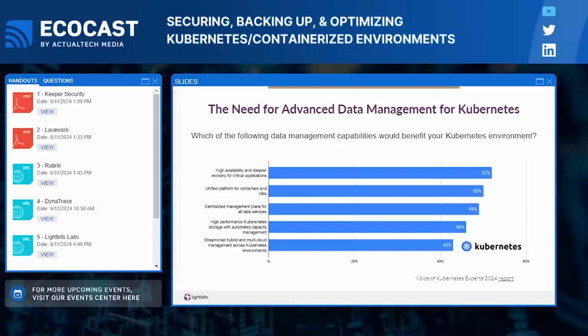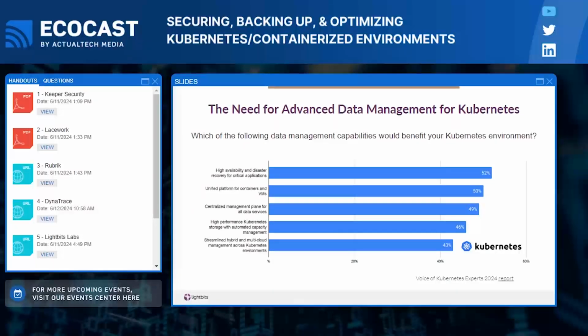And then, towards the bottom here, but still a very high percentage of people who want the following, and that is high performance Kubernetes storage, automated capacity management. Kubernetes, in essence, is a very largely automated platform. We expect hyperscalability out of Kubernetes. Well, if the storage can't keep up with that scalability, then your applications are going to be bottlenecked or lagging behind. And finally, just a streamlined hybrid multi-cloud environment.